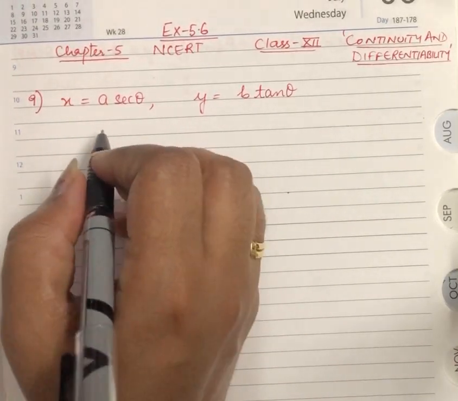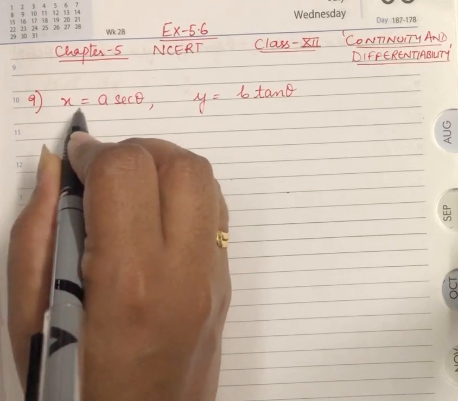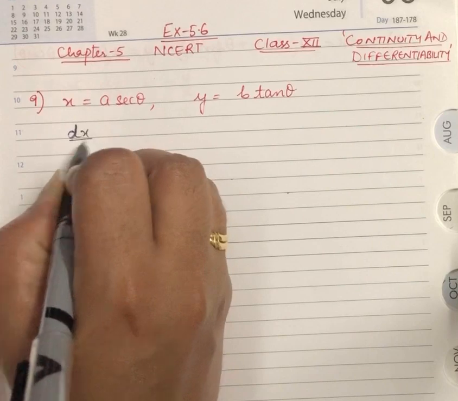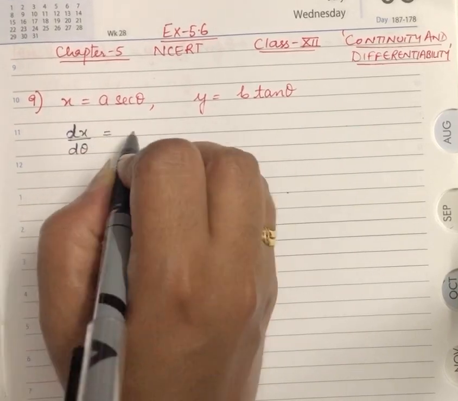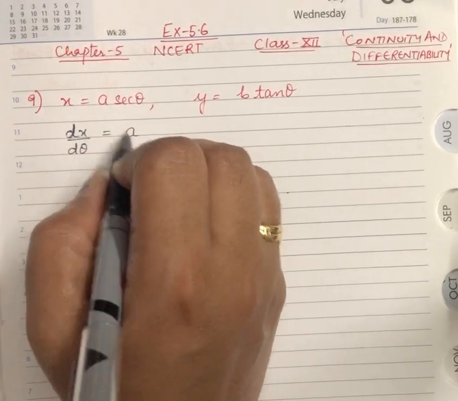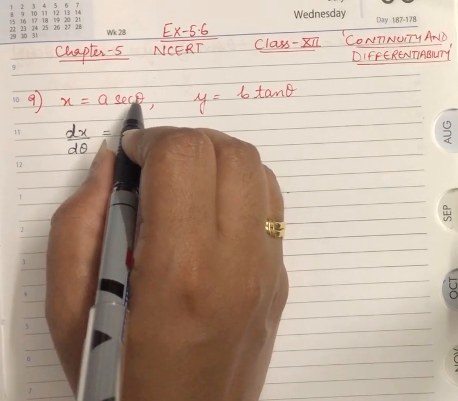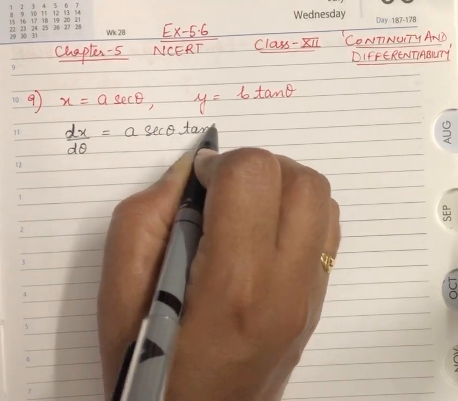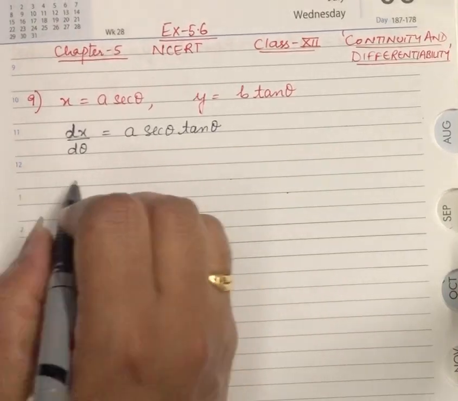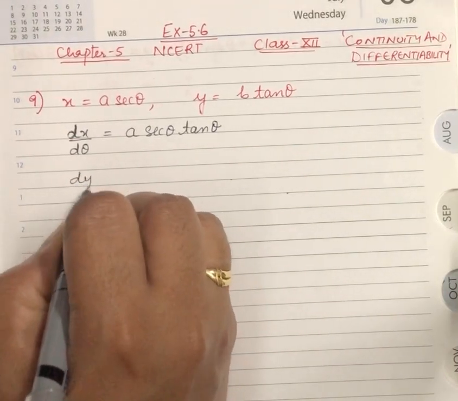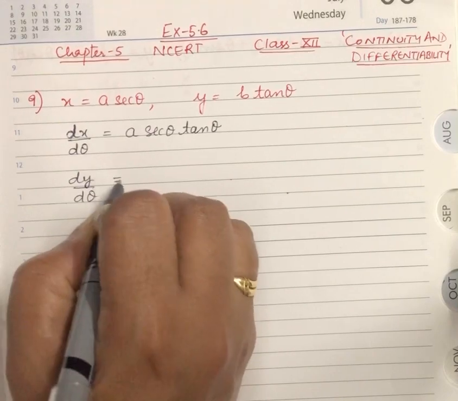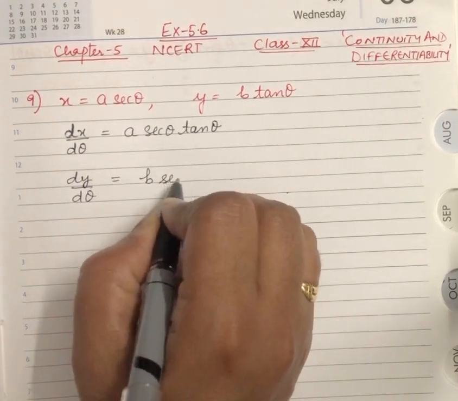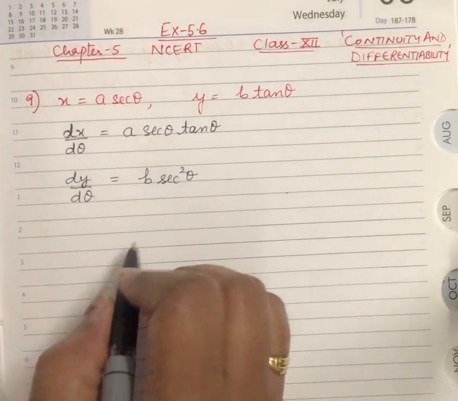So now, first of all, we differentiate x with respect to theta. So dx by d theta will be a, which is constant, and differentiation of secant theta will be secant theta tan theta. And similarly, dy by d theta will be b, which is constant, and differentiation of tan theta is secant square theta.